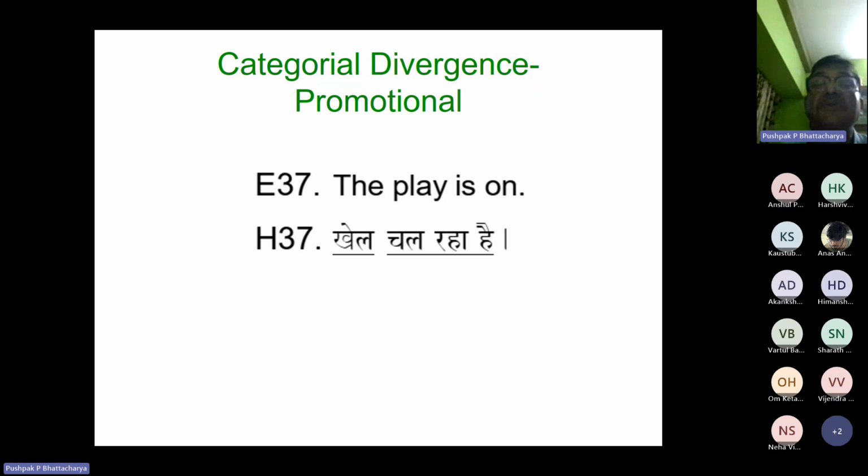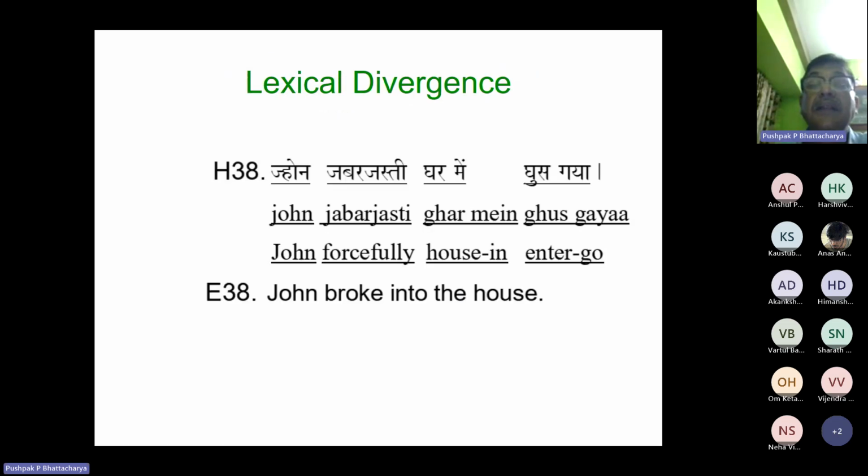You can have promotion also. The play is on. On is a preposition here. खेल चल रहा है. चल रहा है is a verb. So from preposition, which is the lowest part of speech category, it has moved up to verb चल रहा है. This is promotional categorical divergence.